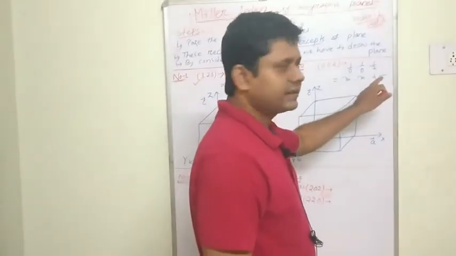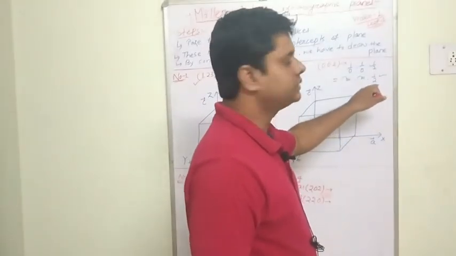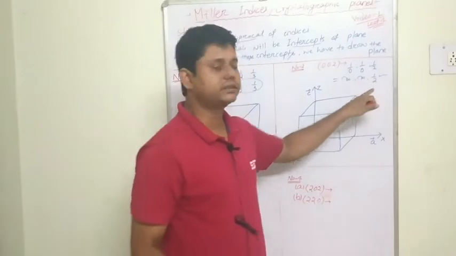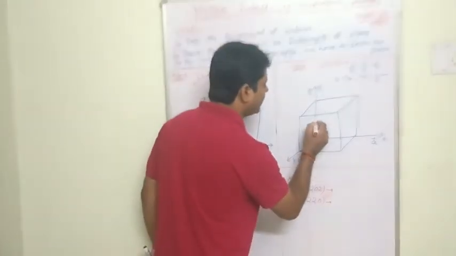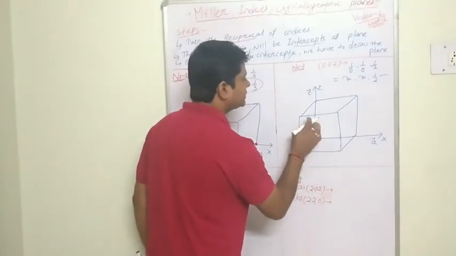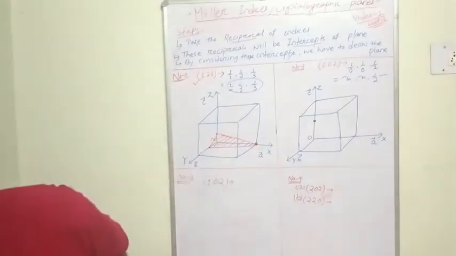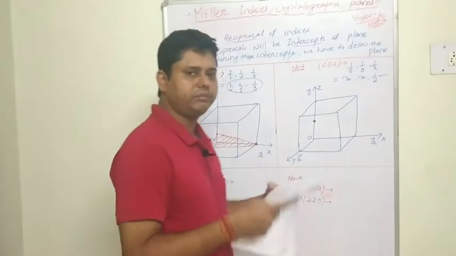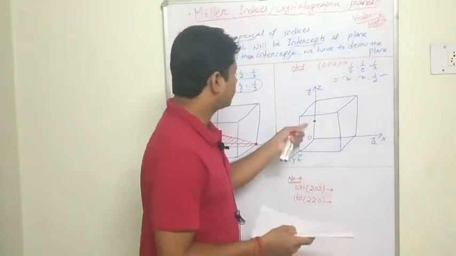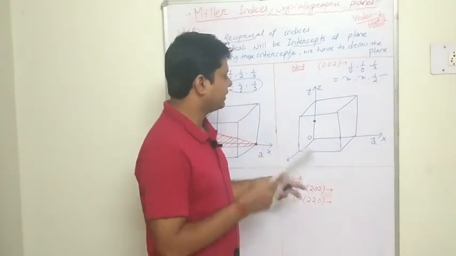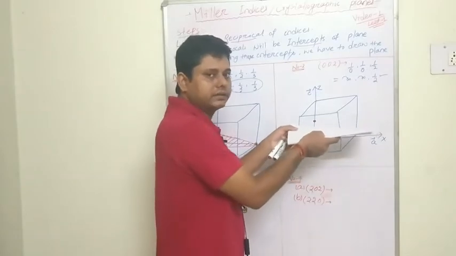So here, the plane having the intercept on the z axis as 1 by 2 means the plane has to cut the z axis here and be parallel to the x and y axes. If we have to consider any plane, this is the plane, it has to cut here but be parallel to the x and y axes, which means it will be cut like this.